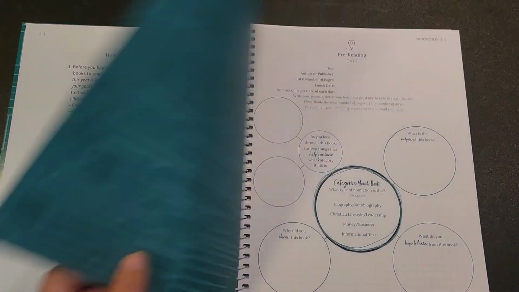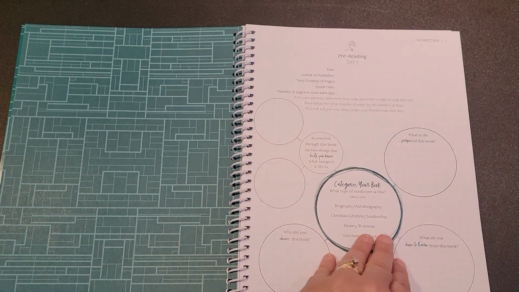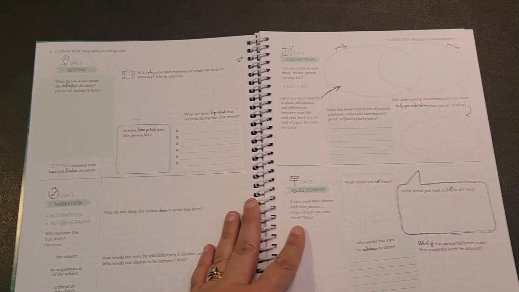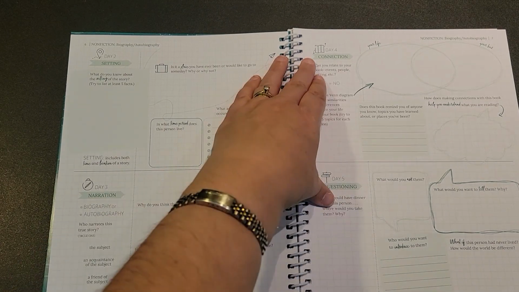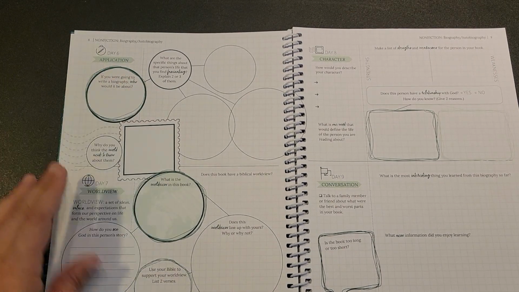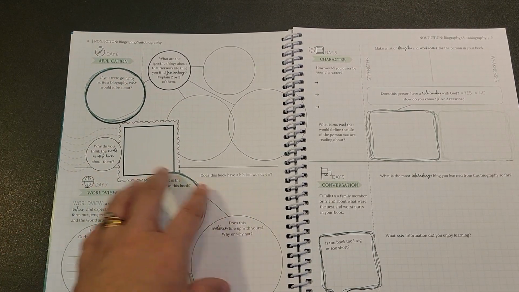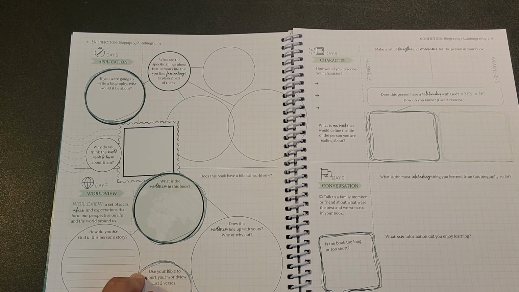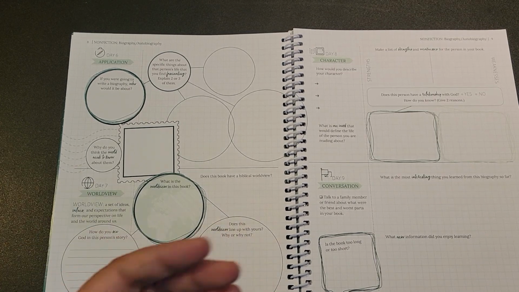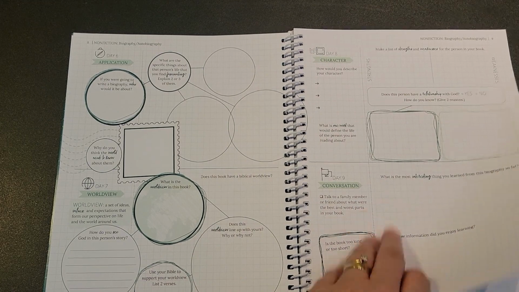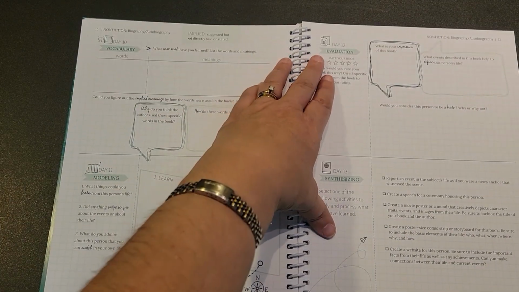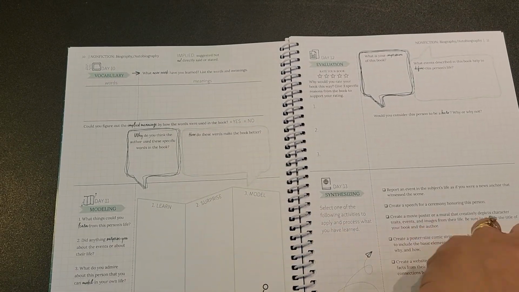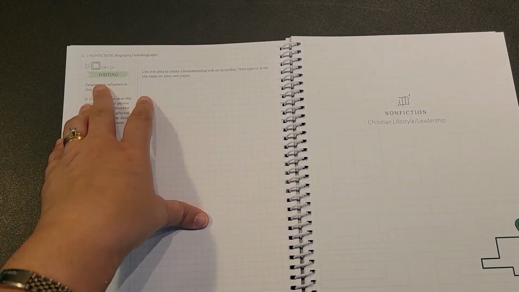So for your nonfiction autobiography, you can see for day 1, you're going to do pre-reading. And then day 2, you'll talk about the setting. Day 3, narration. Day 4, connection. Day 5, questioning. Day 6, application. Day 7, your worldview. And so you just fill in these different bubbles to be able to help you analyze what you've been reading. Day 8, character. Day 9, conversation. Day 10, vocabulary, modeling, evaluation, and synthesizing. And then finally on day 14, you will have writing.